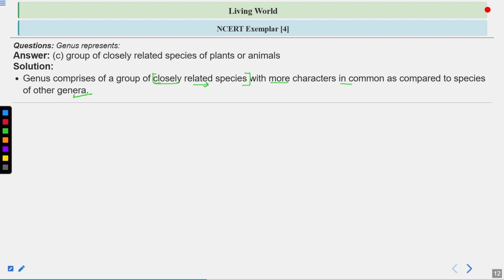Okay. If you talk about order, you say it is a group of closely related families. If you talk about class, you say it is a group of closely related orders. So the closely related word you have to write.